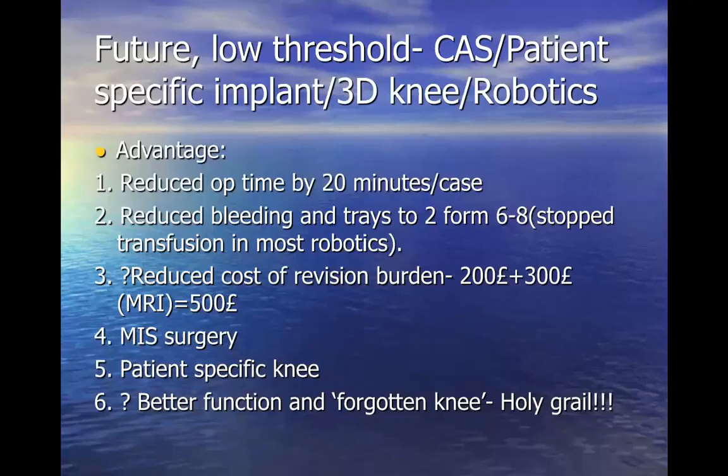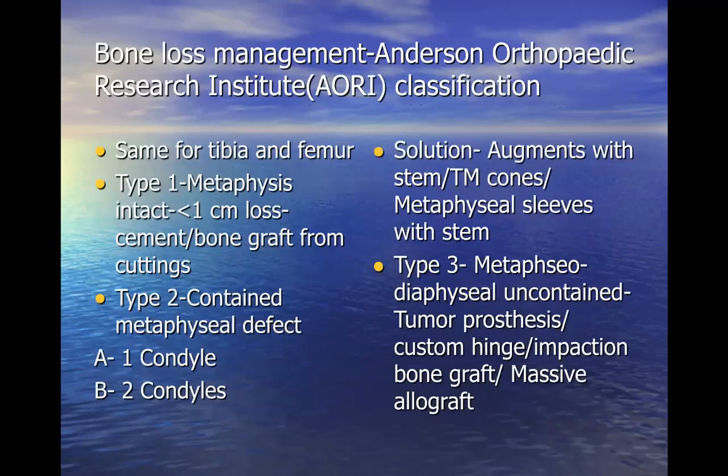And I think in future we should have a low threshold for using navigation, patient-specific implants, 3D augmented knees or robotic surgery. Basically, when you're good at it, it reduces the op time. It reduces bleeding. I've almost stopped blood transfusion in all my robotic patients. Tray usage comes down from 6 to 8 to a few. And eventually, there's a reduced cost of revision burden. Revision surgery is very expensive. Minimally invasive surgery may be possible, and knees can become truly patient specific. So it leads to better functional outcome, and the forgotten knee is the holy grail of knee revision surgery.